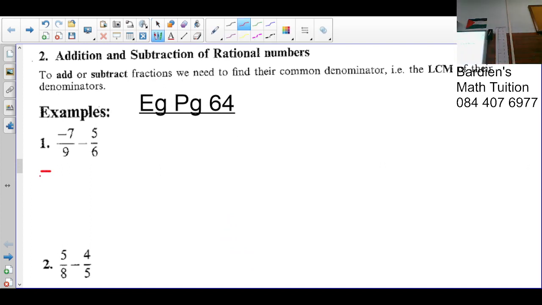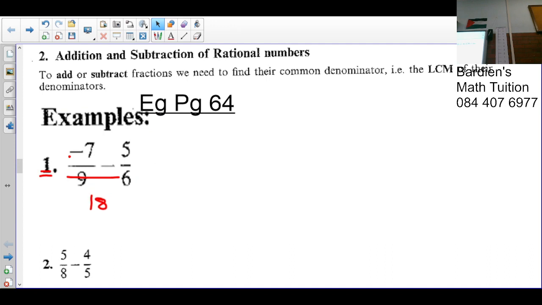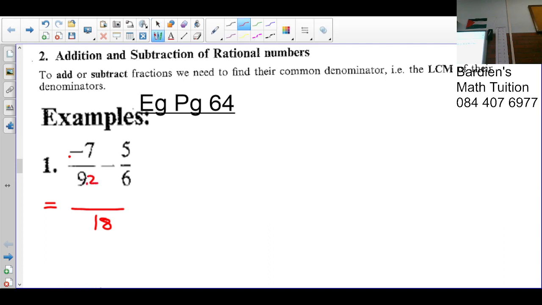So what's your LCM here? You must count in 9s and 6s. So 18 is your LCM. Not so? You all okay with that? So 9 times what is 18? 9 times 2. So negative 7. So 9 times 2 is 18, so I must times that by 2. Not so? So it's negative 7 times 2, minus that negative of this negative there. You all agree with that?